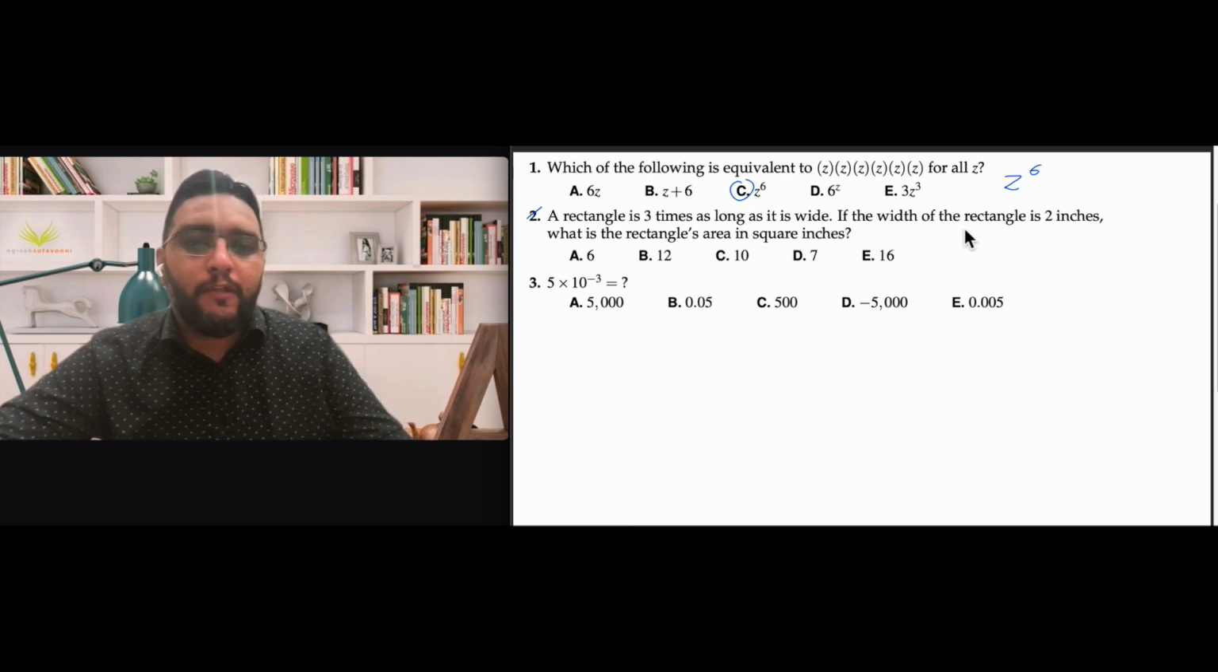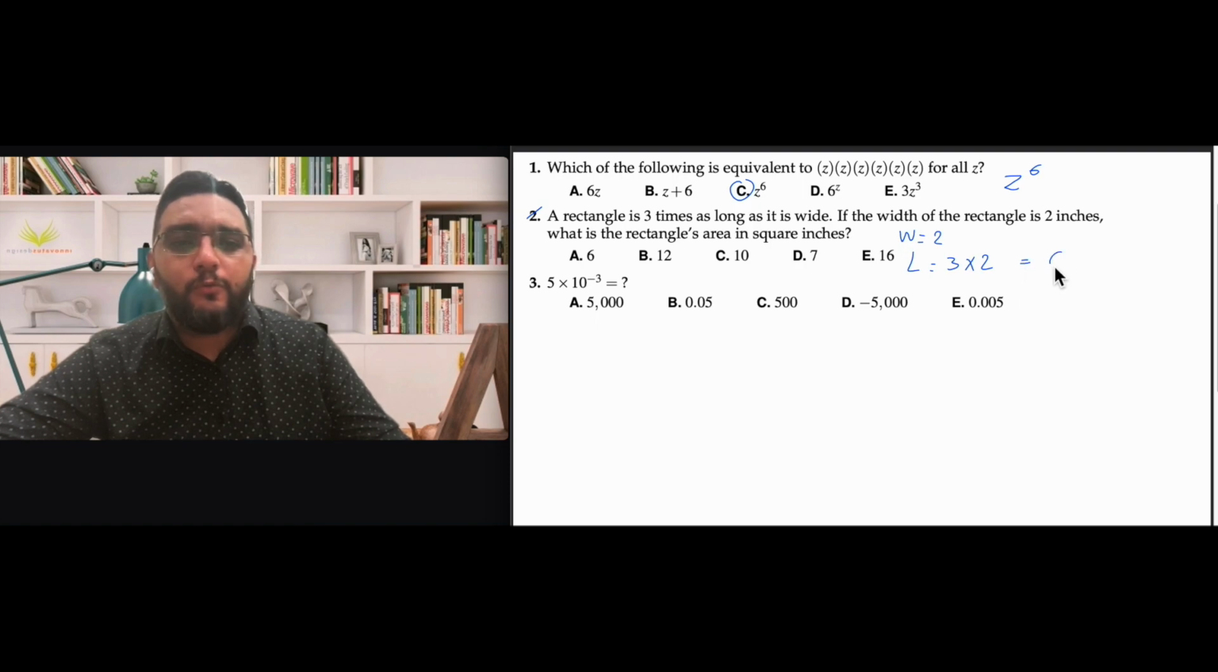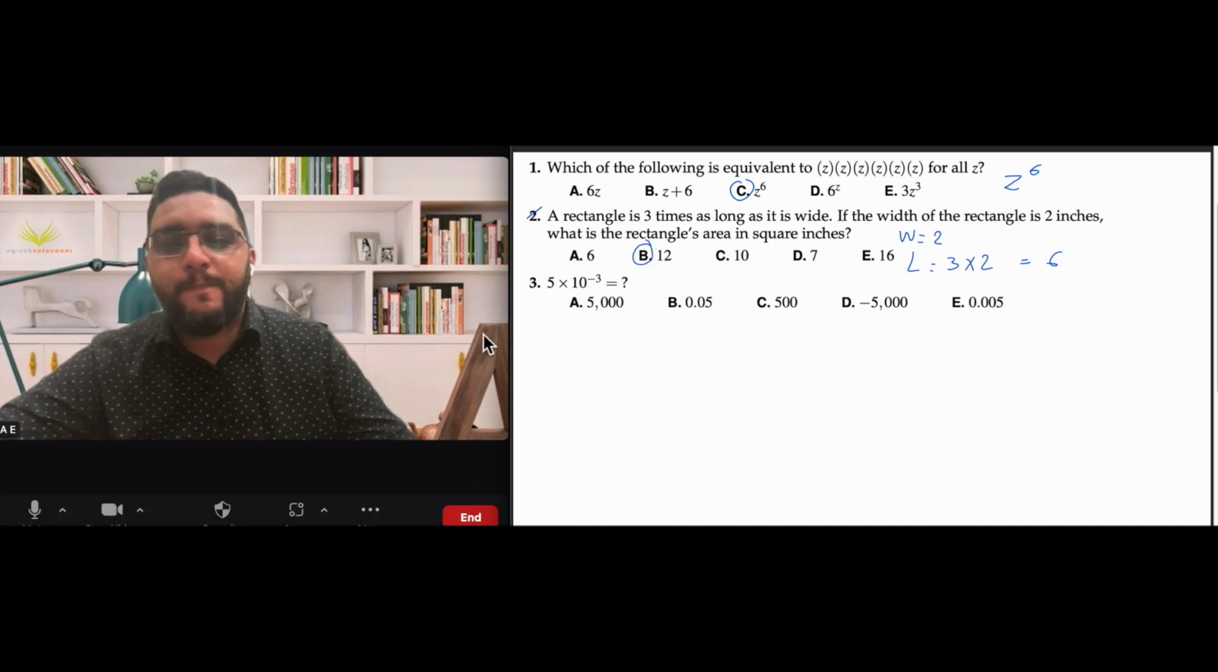Question 2, a rectangle is 3 times as long as it's wide. If the width of the rectangle is 2 inches, what is the rectangle's area in square inches? Now we have the width which equals 2, and the length is 3 times the width. It means we multiply the width times 3 to find the length, so it will be 6. As you know, the area of the rectangle is length times width, so it will be 2 times 6, which equals 12, so the answer is B.